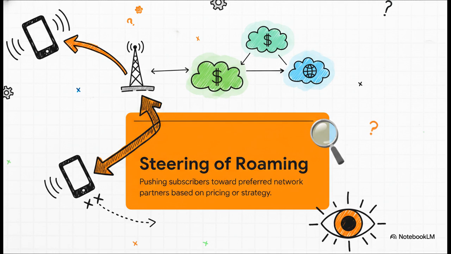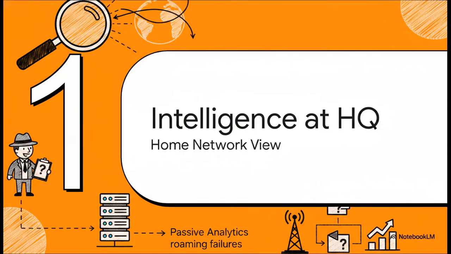The operator then faces a massive dilemma. Do they move you to a backup network? But to make that call, they need total visibility. Section 1. Intelligence at HQ, or the view from the home network.